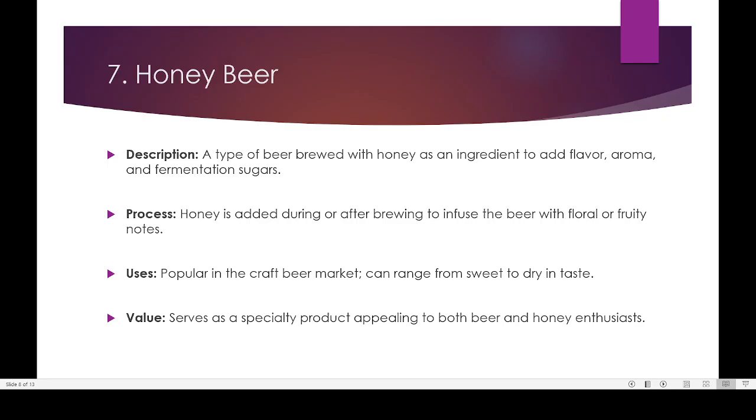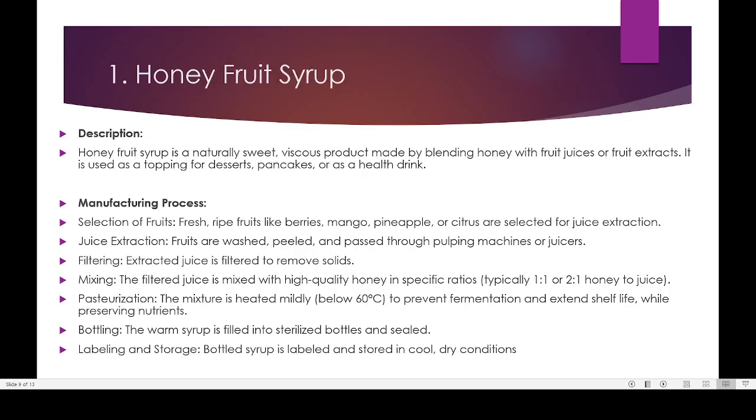So what is the purpose of that? It's a specialty product, a slightly different product. People are always very crazy about what is different. When everybody is selling normal beer and you see honey beer, you say, oh, let's try it today. That kind of mentality is there. So that is the appeal. Sometimes these products are also highly expensive, even though there is not much expense involved in making them.